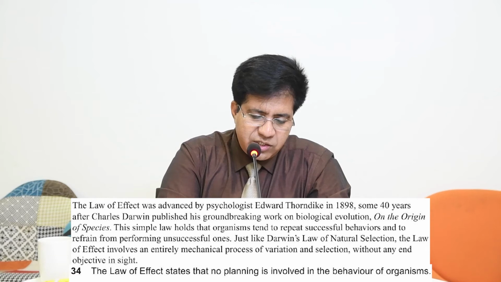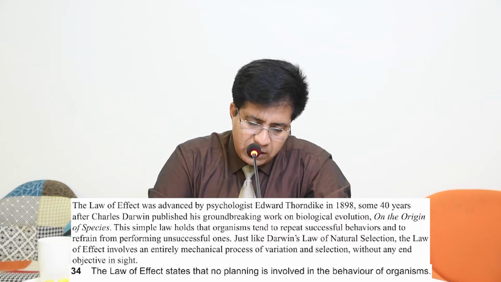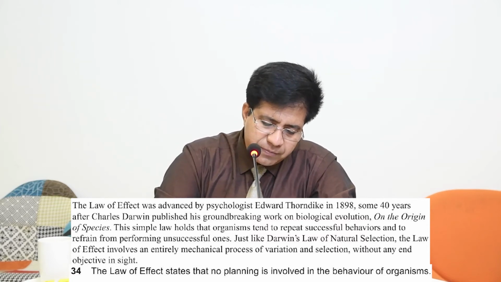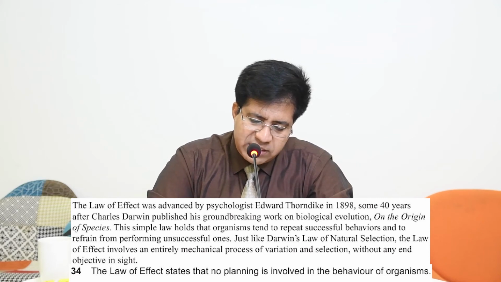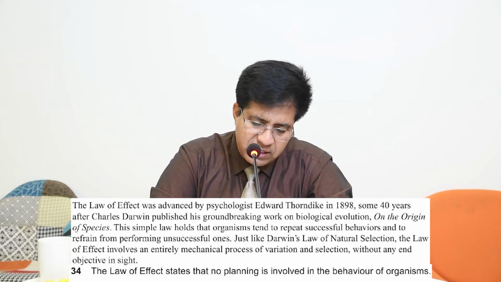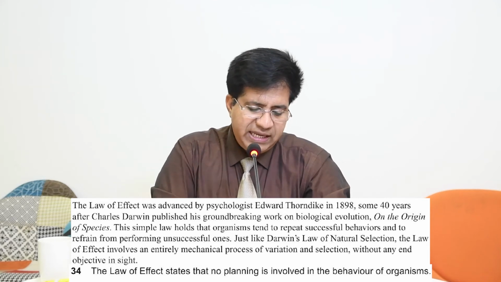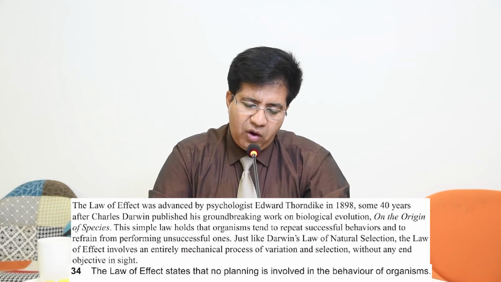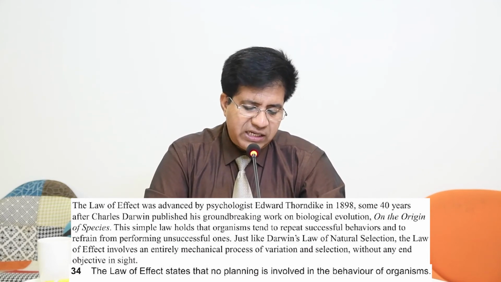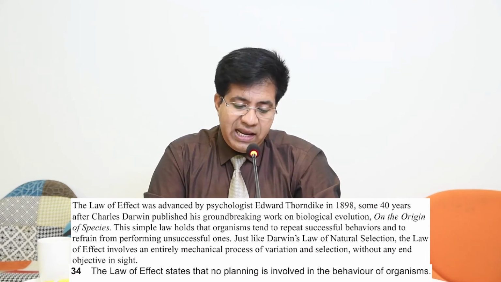The law of effect states no planning is involved. It's the third line. This simple law holds that organisms tend to repeat successful behaviors and to refrain from performing unsuccessful ones. Just like Darwin's law of natural selection, the law of effect involves an entirely mechanical process of variation and selection without any end objective in sight. So what does it involve? An entirely mechanical process.